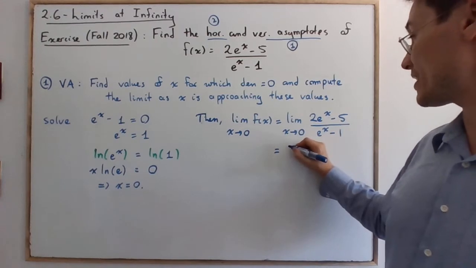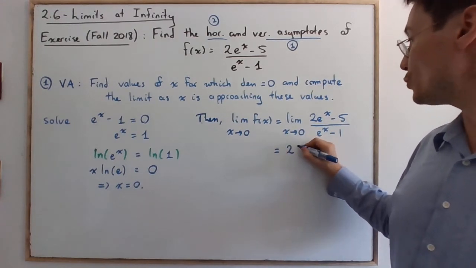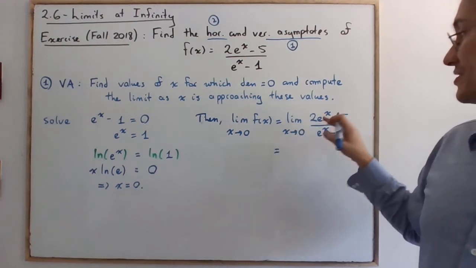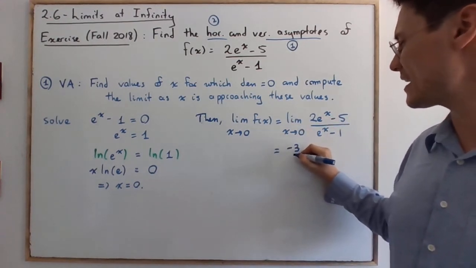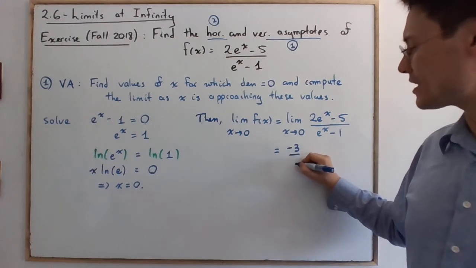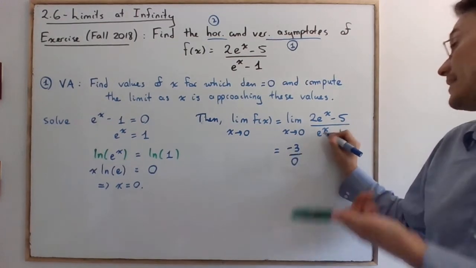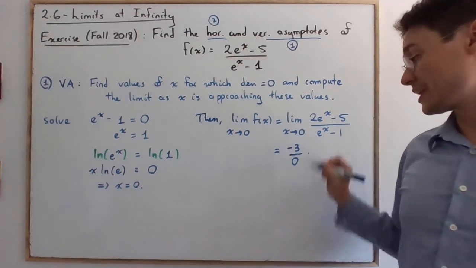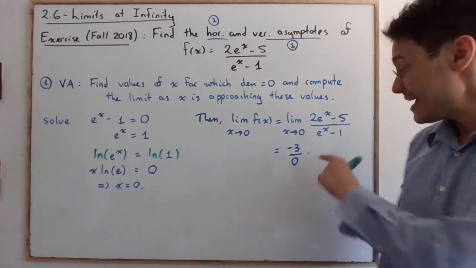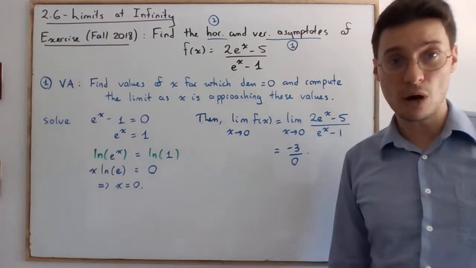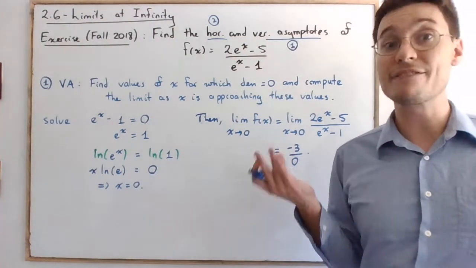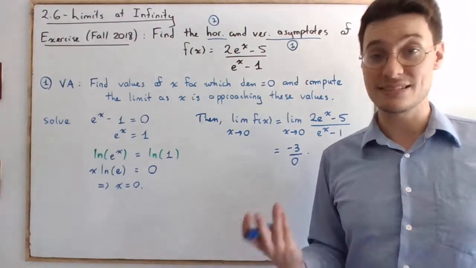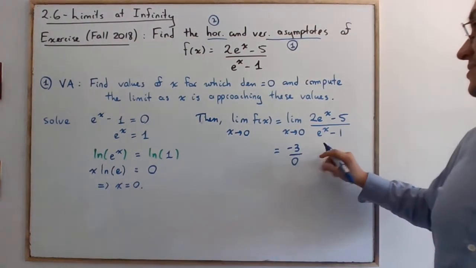Direct substitution here gives us 2 times, well, actually, let's do it straight. We have e to the 0, which is 1, so that's going to give us negative 3 in the numerator. And we already know that the denominator is going to give 0, but e to the 0 is 1, 1 minus 1 is 0. If you have negative 3 over 0, this is enough to conclude that you have a vertical asymptote. You don't need to continue calculating the limit. That's the point.